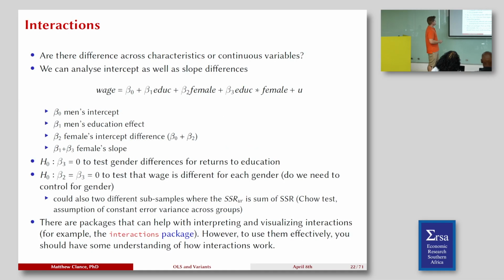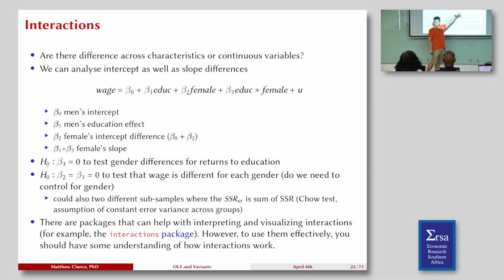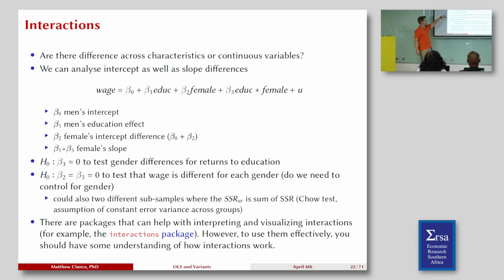Okay, so if I was to do this again, just trying to make a simple one: education, female, and then interacting education with female, then we can start to see the characteristics across female. If I look at beta naught, that's the intercept for men. The way you read it, if I'm looking at men, female is 0, and if you multiply things by 0, you get 0. That means that if I'm looking at the intercept for men, I'm looking at beta naught. If I'm looking at the effect of education for men, I'm looking at beta 1.